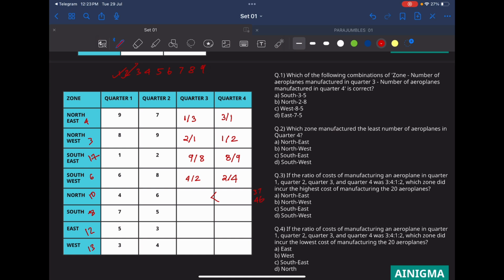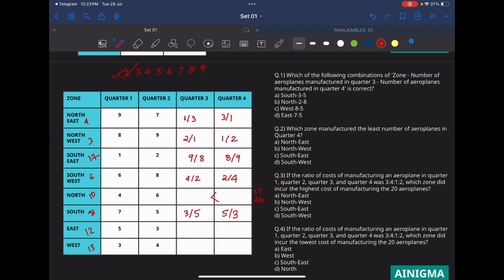Now 8. 8 cannot be formed from 1 and 7 because 1 is automatically done. It cannot be formed from 2 and 6 because 2 is done. It can be from 3 and 5. 4 and 4 is not a possibility, because if we use 4 and 4, then this value can never become possible. So this value has to be a 3 or 5. So this is either 3/5, and due to which this is either 5/3.